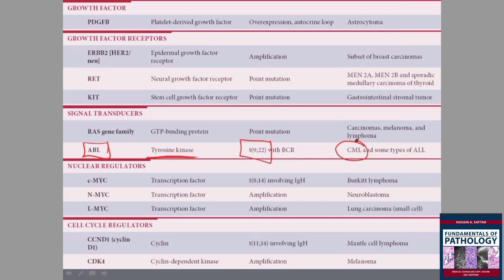Now, it's important to note that the 9;22 translocation defines CML. It defines CML. But also I would be aware of the fact that the 9;22 translocation is also seen in some types of ALL, and in particular in adult ALL. Now remember that ALL is basically a disease of children.